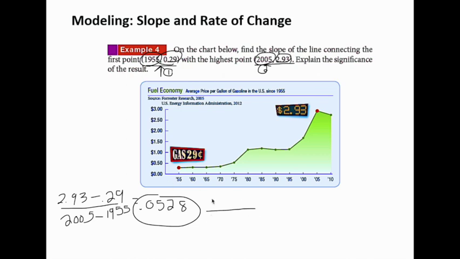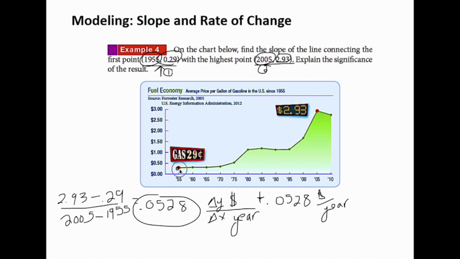When I look at the change in y, let me label it here, change in y, change in x. When I look at the change in y, that's going to represent dollars, the change in the amount of dollars. And when I look at the change in x, that's going to be the change in the years. So this right here, when we interpret it, is going to be 0.0528 dollars per year. Because this is a positive, this means it's an increase in $0.0528 per year.